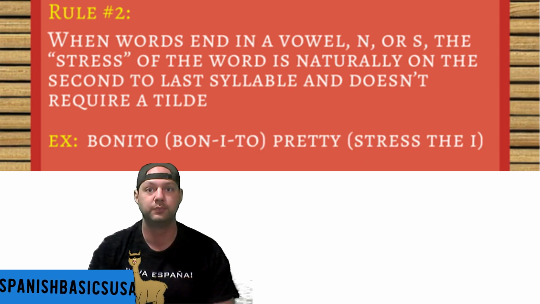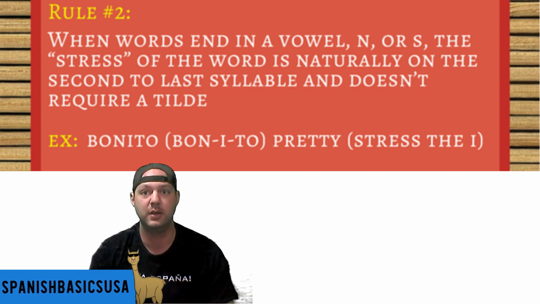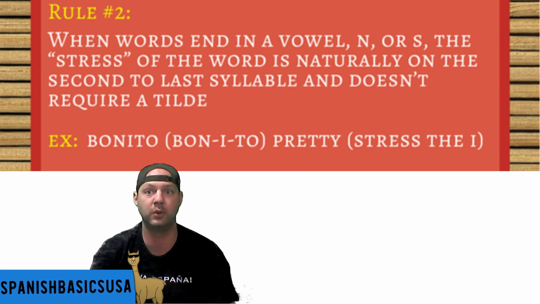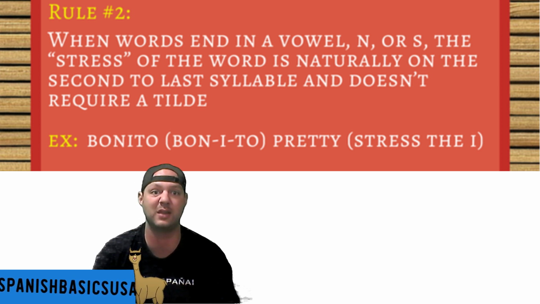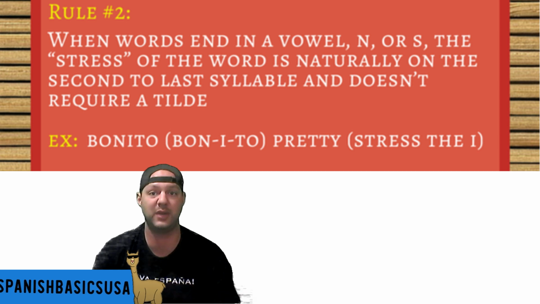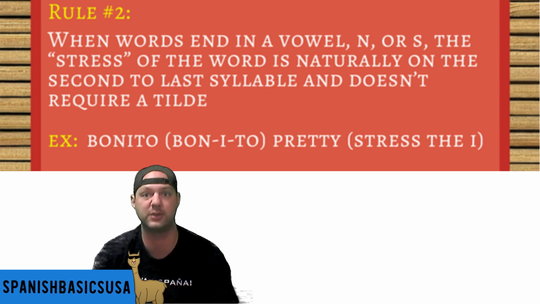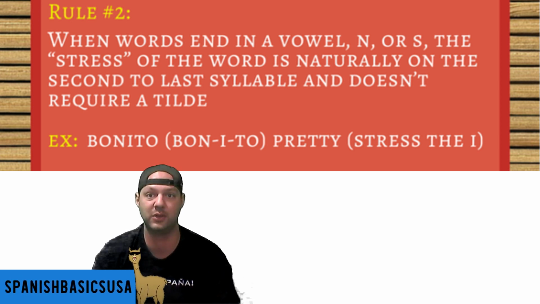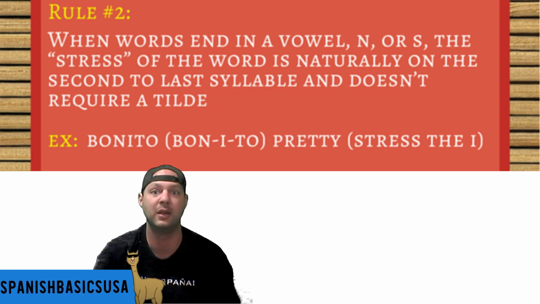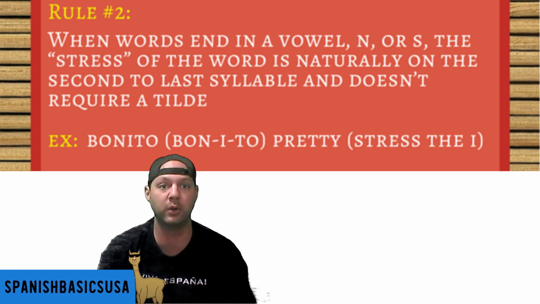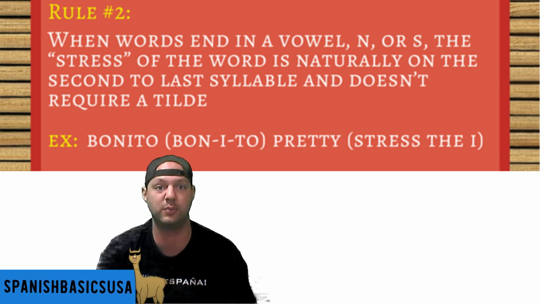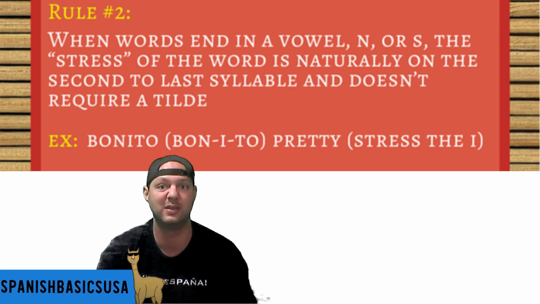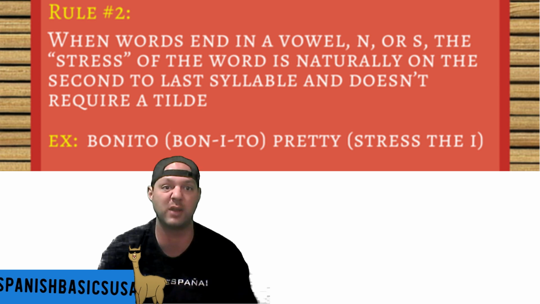Rule number two: when words end in a vowel, the letter N or the letter S, the stress of the word is naturally going to fall on the second to last syllable. And because that's where it naturally falls, we don't require a tilde. You don't have to write an accent mark. An example is bonito. The word ends with O, which is a vowel. So the stress is going to be on the second to last syllable, the I, bonito. So you've got to stress that I.